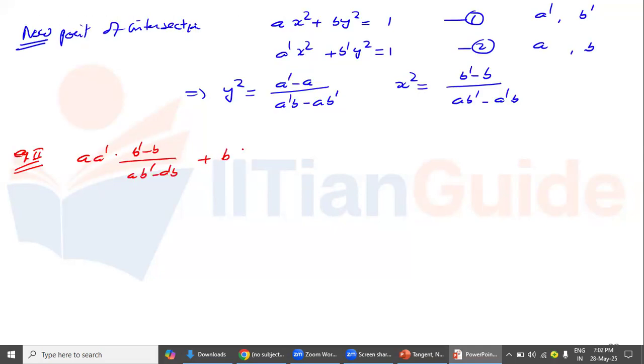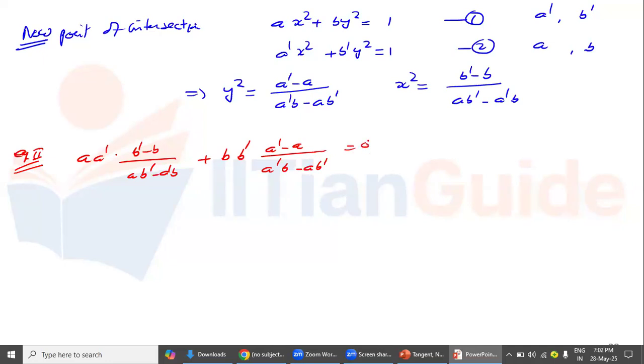I will tell you the shortcut. Sometimes it is very good, but you can do it only if you have practised it earlier. You need the idea, because all the time it's not going to work. bb dash and y square is a dash minus a divided by a dash b minus ab dash is 0.